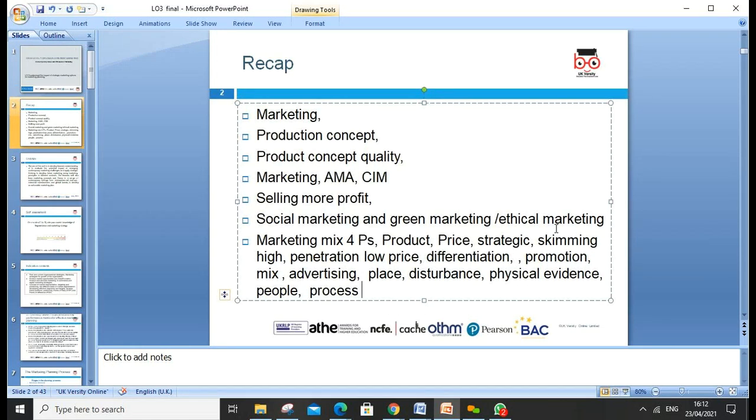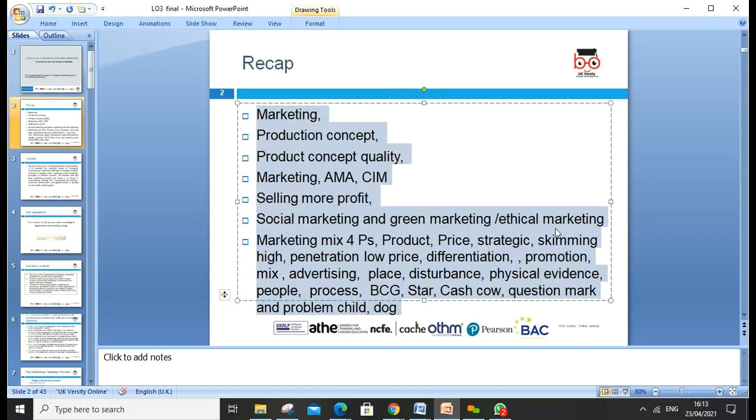Last lesson, we also discussed the BCG matrix. Does anyone know what the BCG matrix is and what the four categories were? BCG stands for Boston Consulting Group. We discussed that some products can be stars, some cash cows, some question marks, and some problem children, or we can call them dogs. We're not going to keep them in a product line, so we can get rid of them, like we mentioned in the Unilever example last lesson.